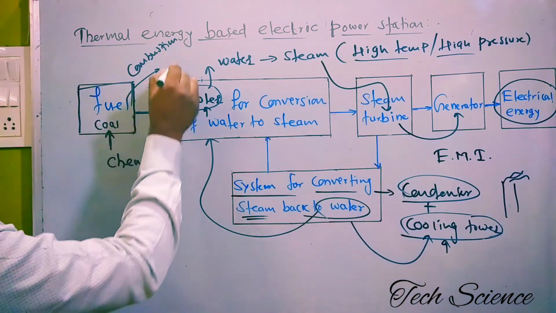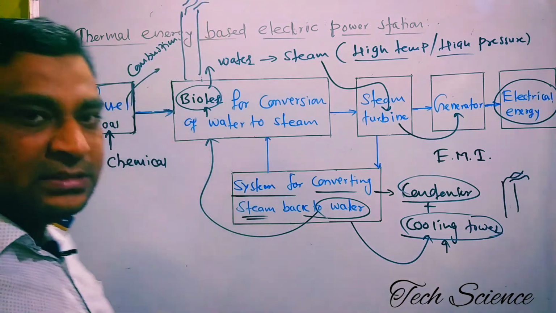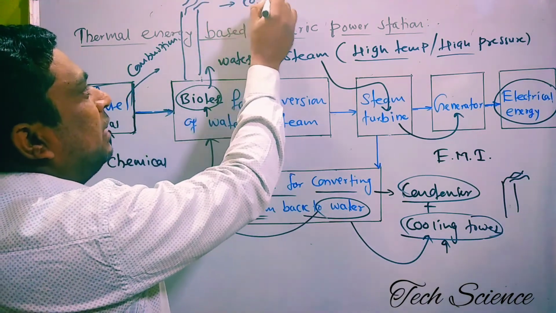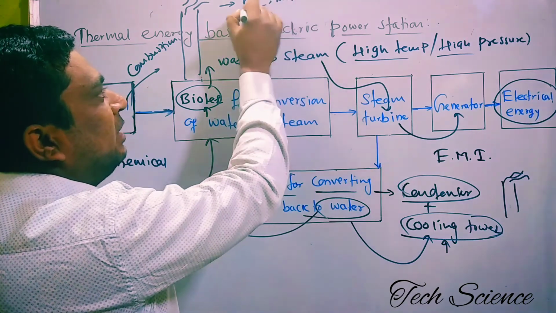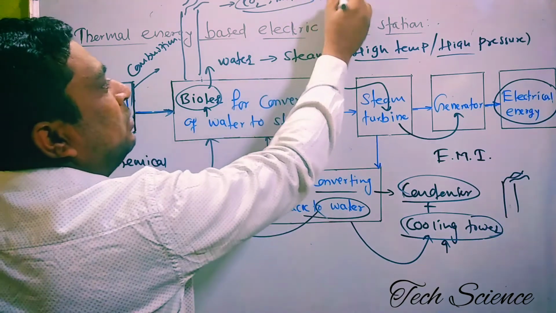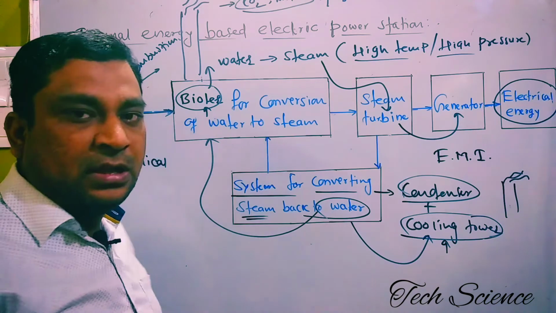This stack is near the boiler like this. Here there is a stack, and this stack also releases gases. What kind of gases? These are carbon dioxide, nitrogen oxide, sulfur oxide, etc. During the combustion process, the soot particles and the gases are released from the stack into the environment.